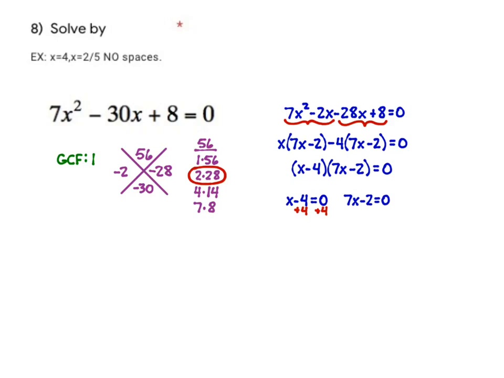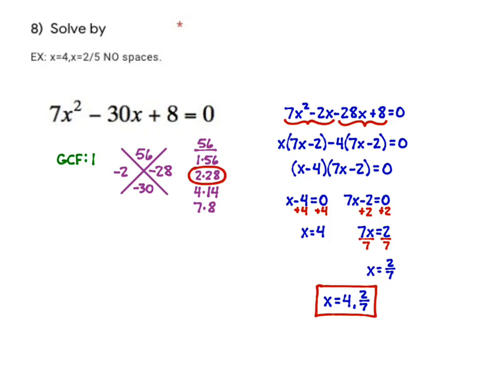So I'm going to add 4 on the first one, and we end up with x equals 4. The second one we're going to add 2, so we end up with 7x equals 2, and we'll divide by 7, and we'll leave that as a fraction of 2 over 7. So our answers are x equals 4 and x equals 2 over 7.